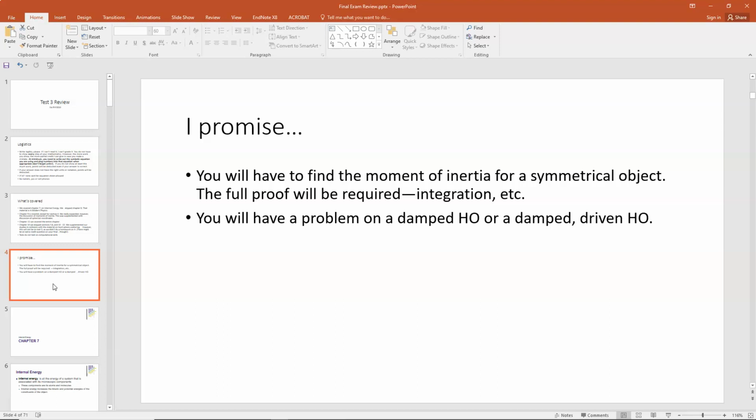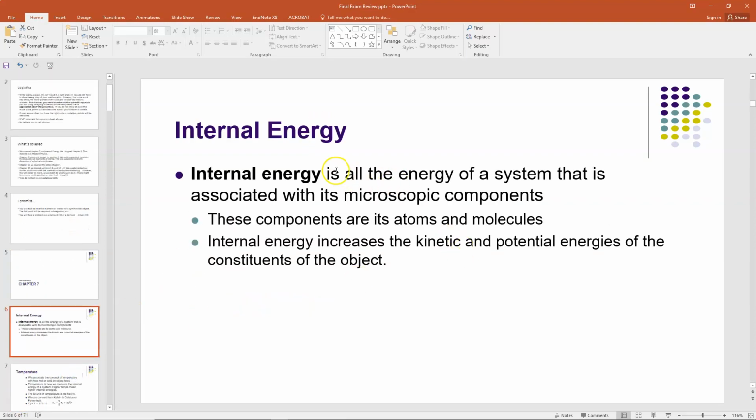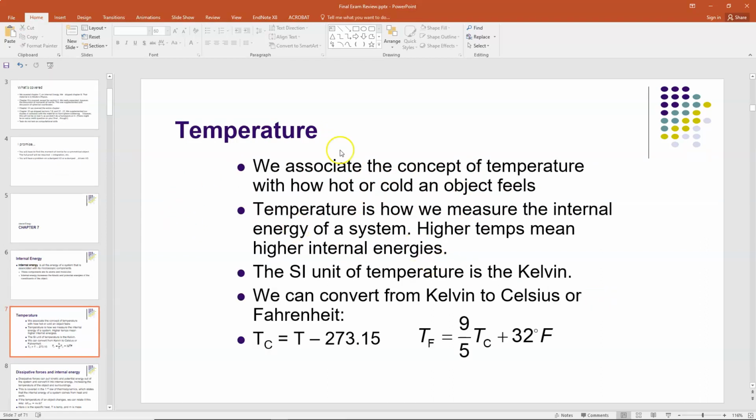You're also, I promise, going to have a problem on a damped harmonic oscillator or a damped-driven harmonic oscillator, so study those quality factors. Okay, Chapter 7 on internal energy. The internal energy is basically the energy of the system that's associated with the microscopic components, the atoms and the molecules, and it's due to the kinetic energy, the motion, or the vibration of it.